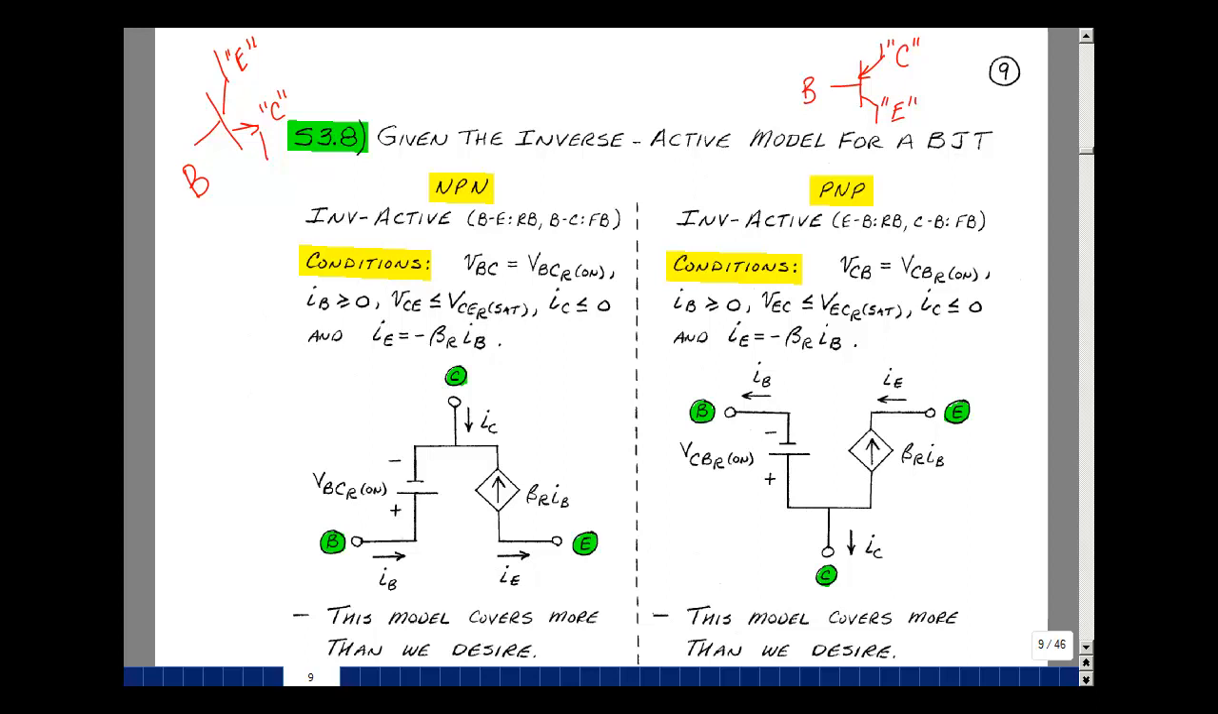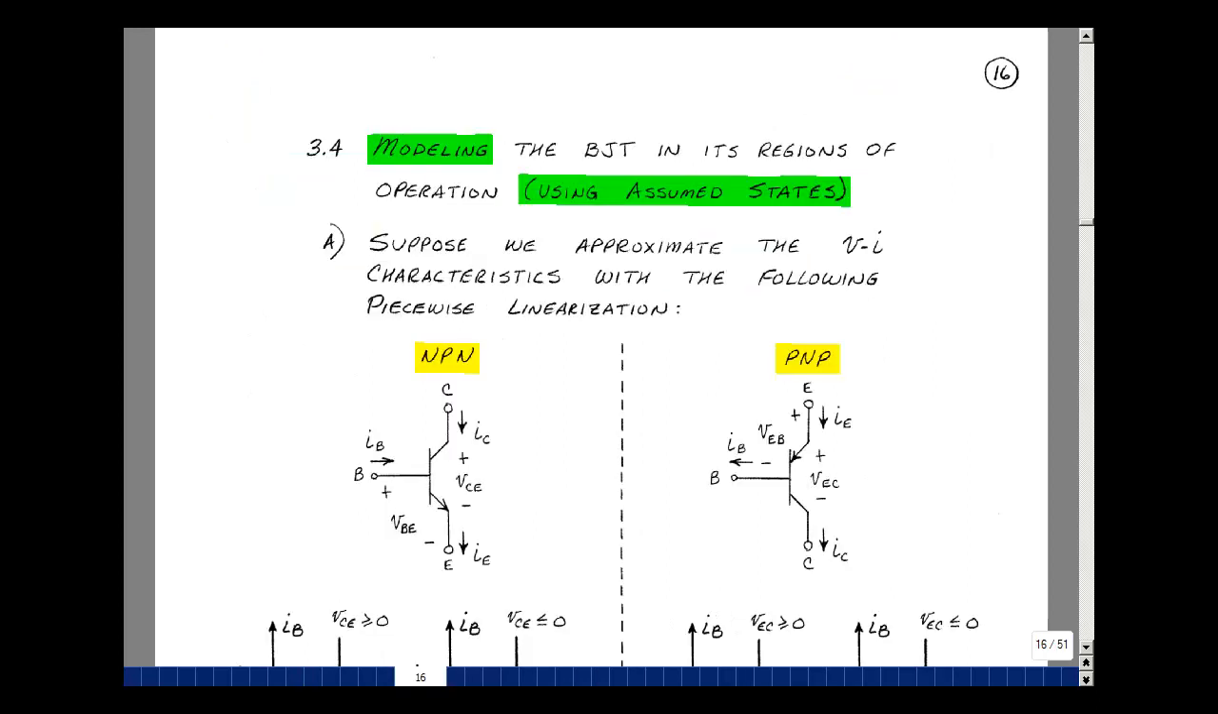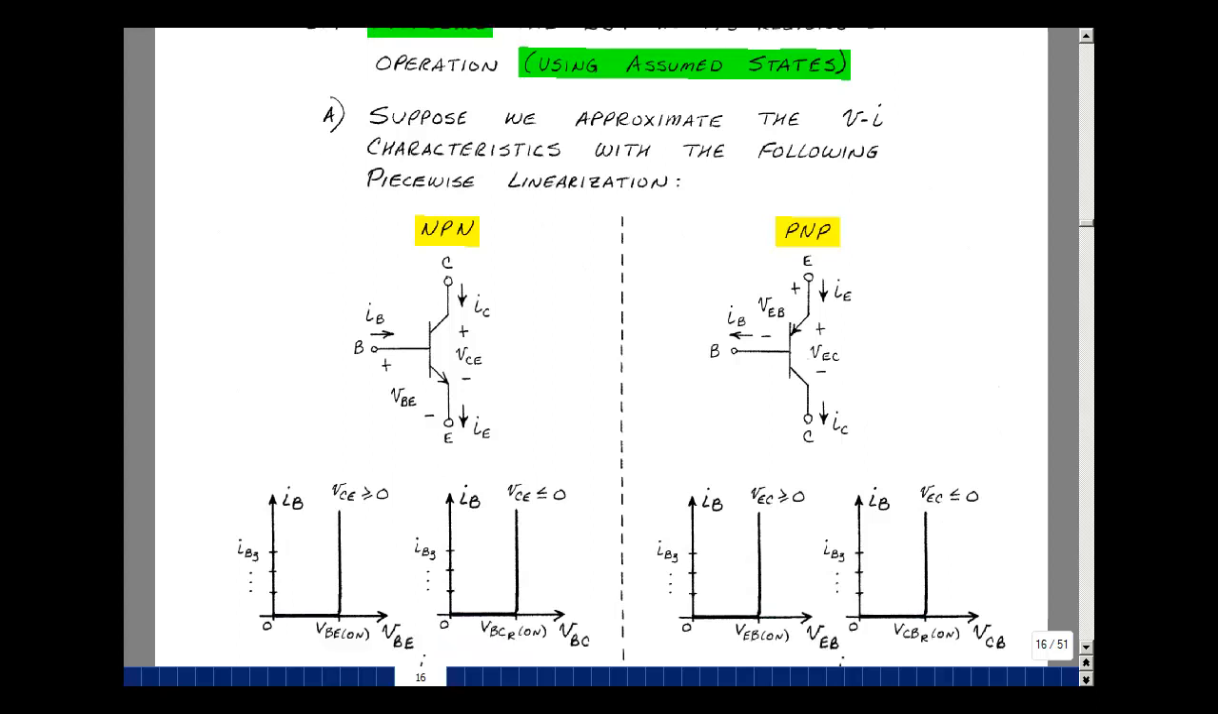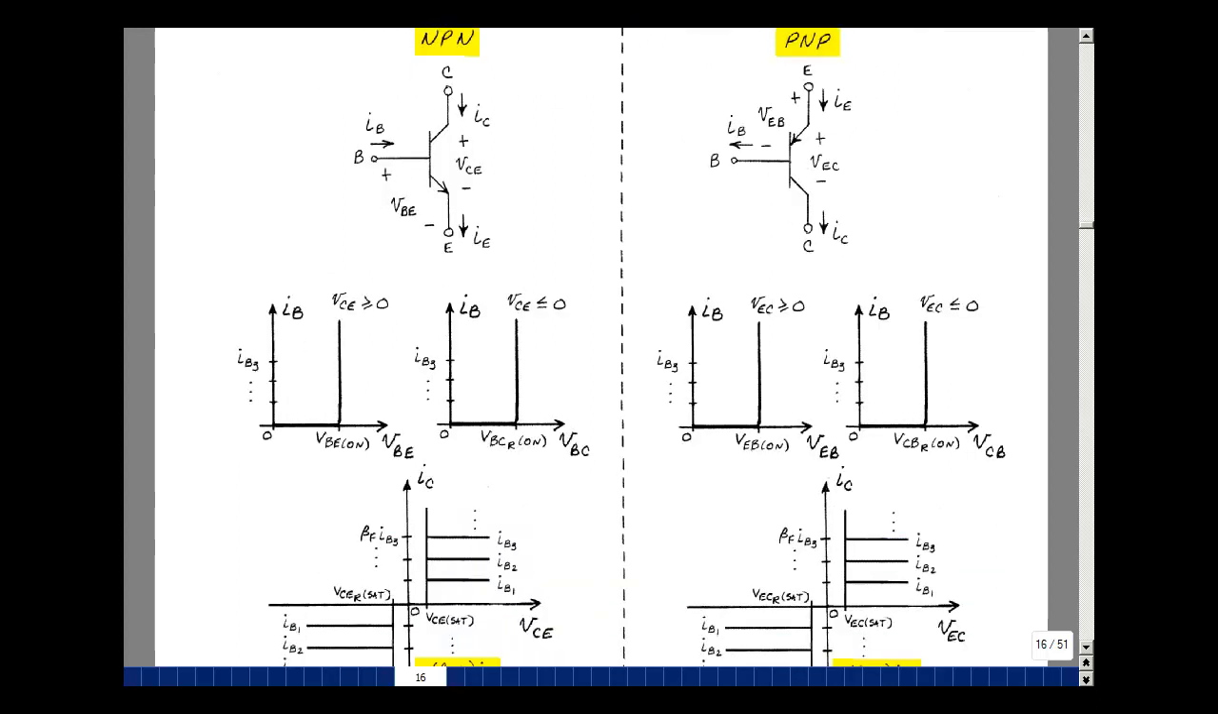Let's go back and take a look at that. That's in the Chapter 3 lecture notes on page 16. And by doing this, we're able to come up with a set of linear models that were pretty easy to work with. We focused on this first quadrant and the characteristics of the base emitter diode.